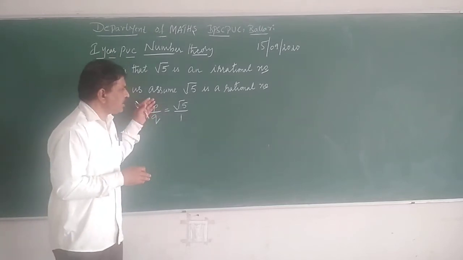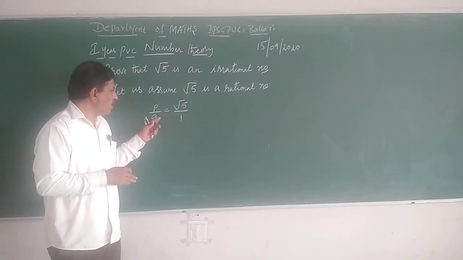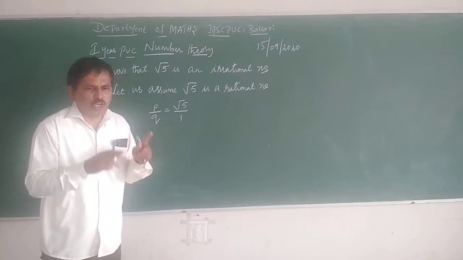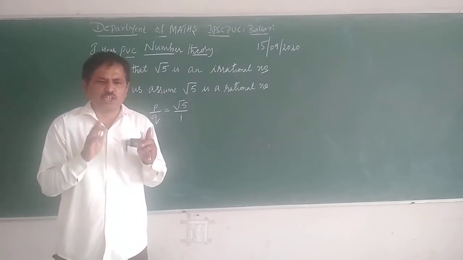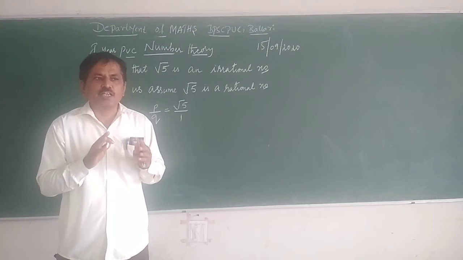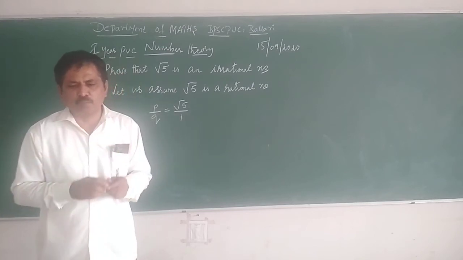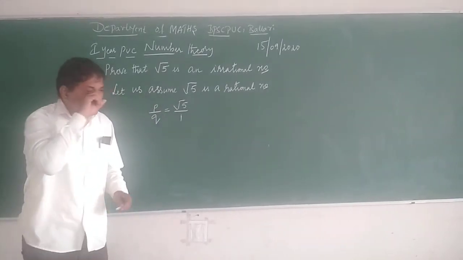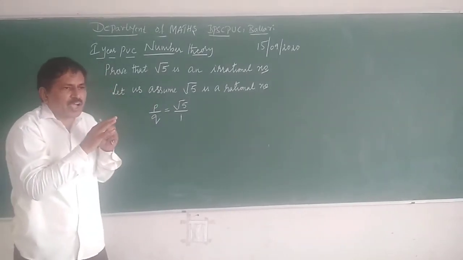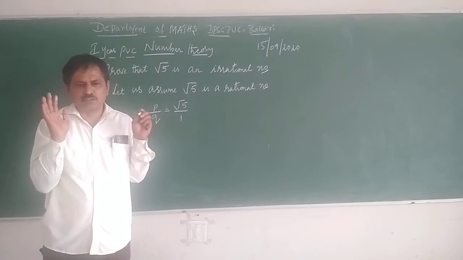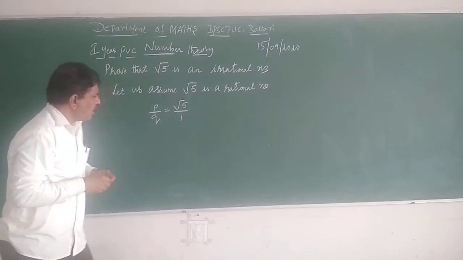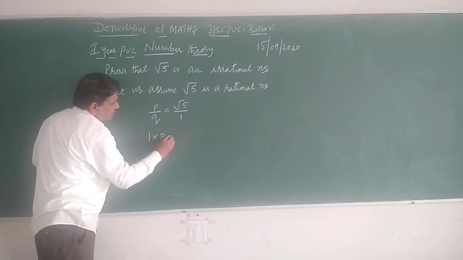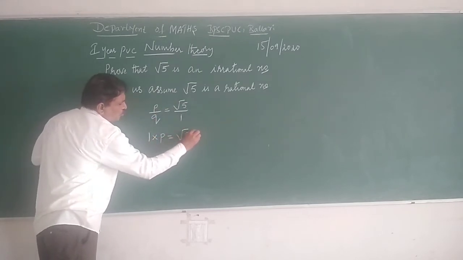So when you assume that it is a rational number, it will be in the form of p by q, and then it will be in the lowest form. When it is in the lowest form, its highest common factor will be 1. So we should not get a factor other than 1. Very clear? Yes. So by cross multiplying, I will get 1 into p is equal to root 5 into q.